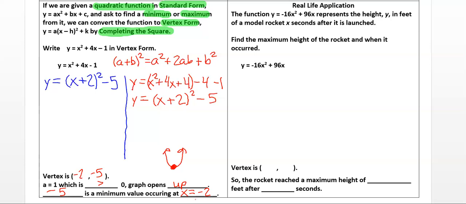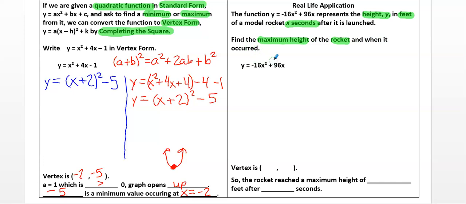Okay, real life application. So you have some function which is going to tell you the height. My highlighter is very slow loading. Okay, there we go. Y equals -16x squared plus 96x represents the height y in feet of a model rocket x seconds after its launch. So the x are the seconds ticking by. Y is how high it is at any given number of seconds. Find the maximum height of the rocket and when it occurred.